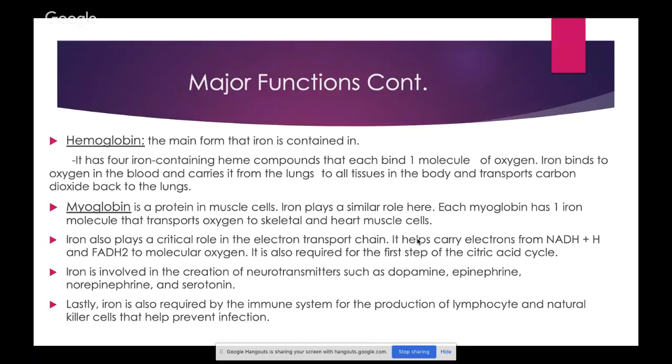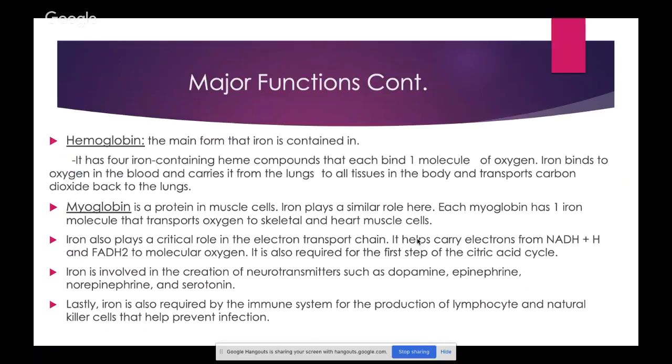Another function that is really critical that iron plays a role in is the electron transport chain. It helps carry electrons from NADH plus hydrogen and FADH2 to molecular oxygen. And obviously we know that oxygen is needed to get the ATP from the electron transport chain. It is also required for the first step of the citric acid cycle, because without oxygen, we can't start cellular respiration.